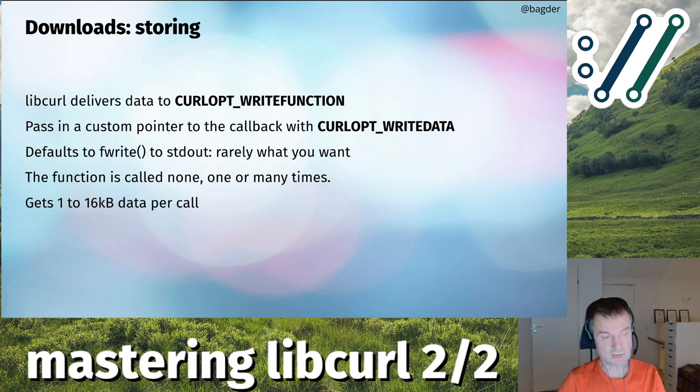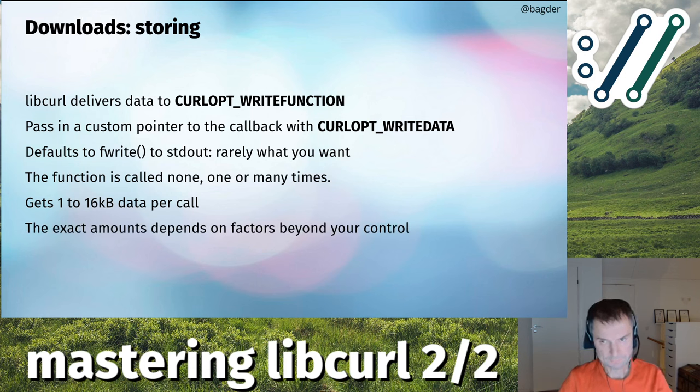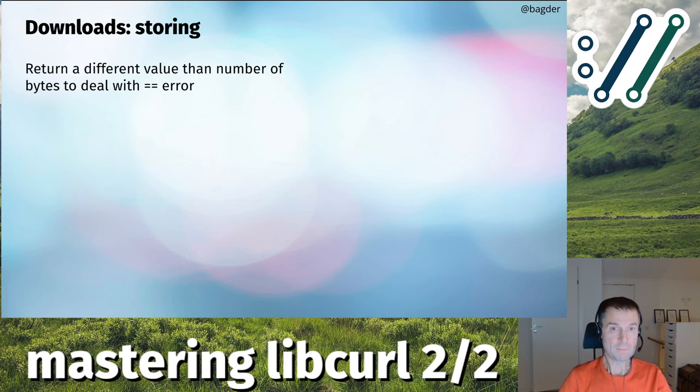And when it gets data, it gets from 1 byte up to 16 kilobytes of data per call. And you know that's the maximum amount of data that it gets per call, because that's limited in the ABI. One of these days we might actually up that, but still, that's how it works now. So it'll get data during the data transfer. Well, you can affect it, but you cannot really assume that you know the amounts that it will get. It will just vary.